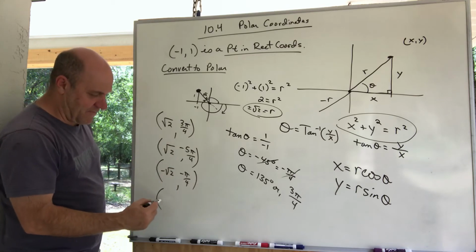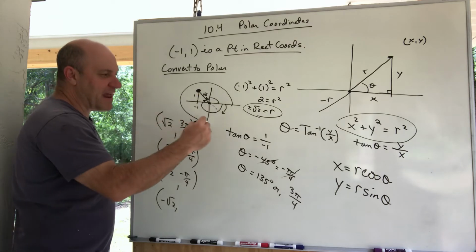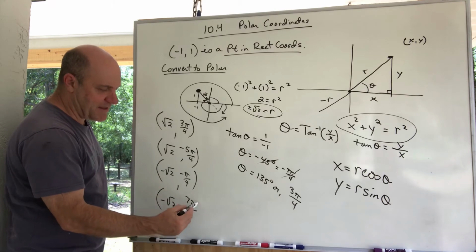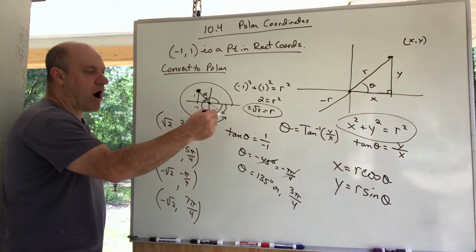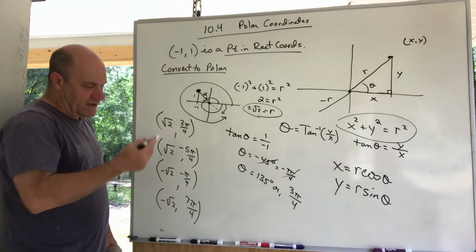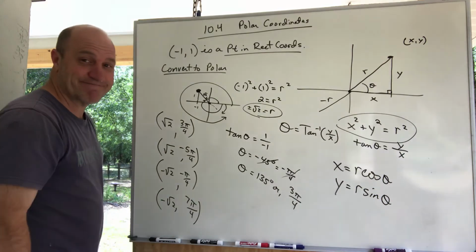Can you give me another name for it? Negative square root of 2. Let's see, how about if I name this angle 7 pi over 4? 7 pi over 4 is the name of the angle. It lands here. I walk backwards negative square root of 2, and that puts me at the same point. So there's multiple names for a point in polar coordinates.